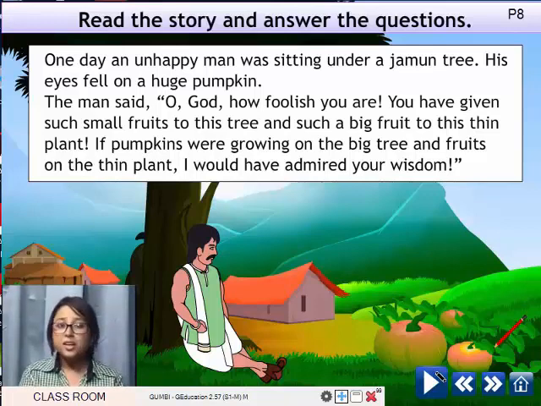One day, an unhappy man was sitting under a jamun tree. His eyes fell on a huge pumpkin. The man said, "Oh God, how foolish you are! You have given such small fruits to this tree and such a big fruit to this thin plant. If pumpkins were growing on the big tree and fruits on the thin plant, I would have admired your wisdom.